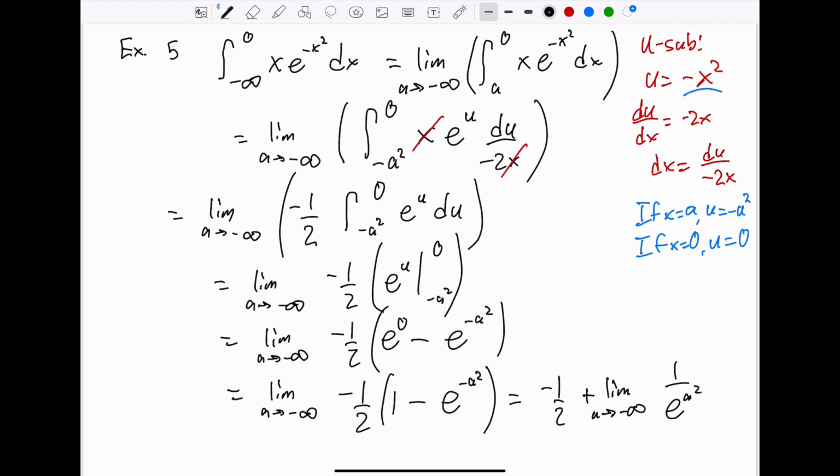All right, as a approaches negative infinity, the values in the exponent here are getting closer and closer to negative infinity squared. Because I'm squaring, this negative infinity doesn't actually matter. So I have larger and larger values in the denominator. When I'm dividing by larger and larger values, the net result gets smaller and smaller. So this approaches 0. My answer here is negative 1/2. So I conclude that the integral converges to negative 1/2.